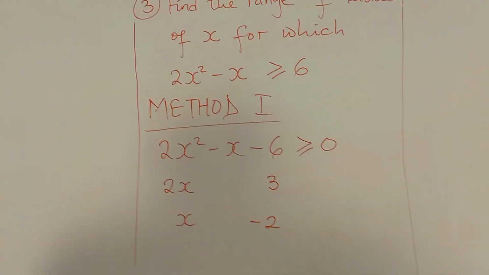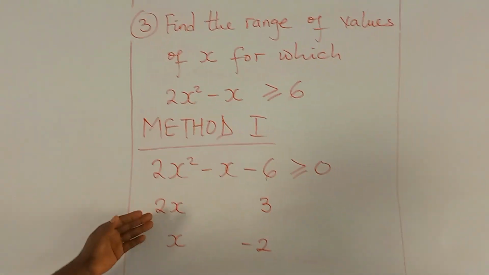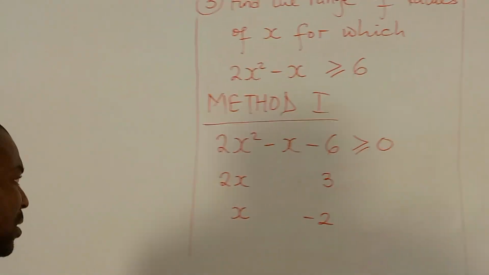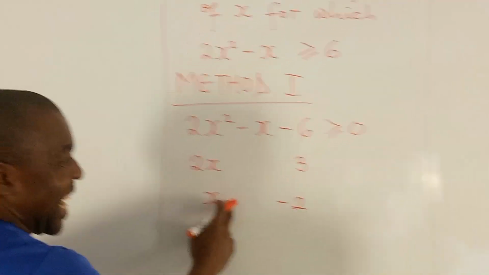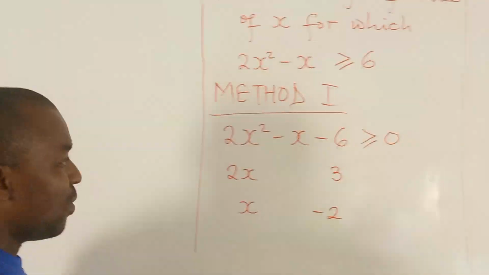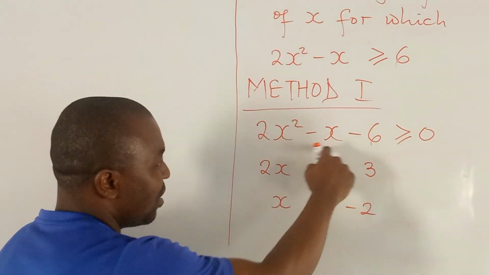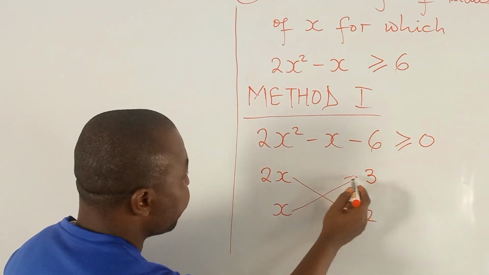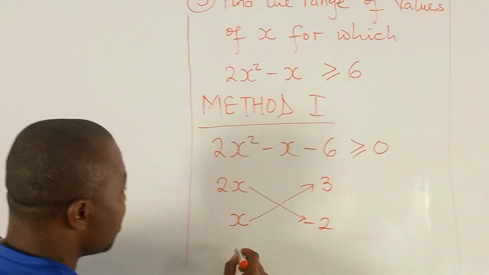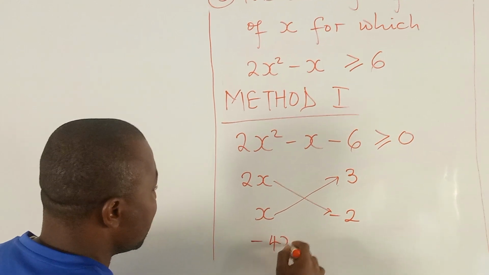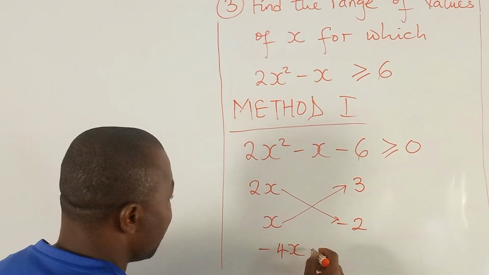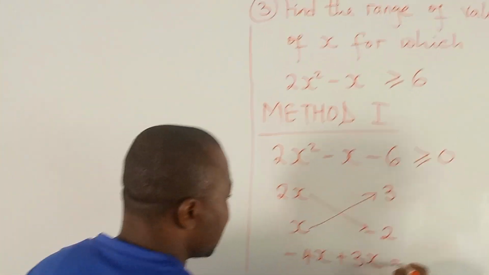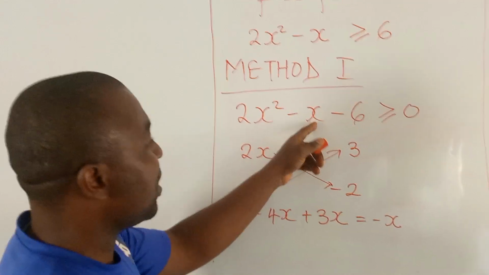Now the question is why? They must be such that when you cross multiply and add, it will give you the middle term. As you can see, if we cross multiply this, 2x times minus 2 will give us minus 4x. x times 3 will give us positive 3x. And so minus 4x plus 3x is negative x, which is actually the middle term.